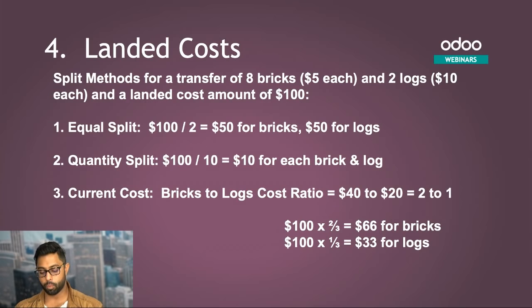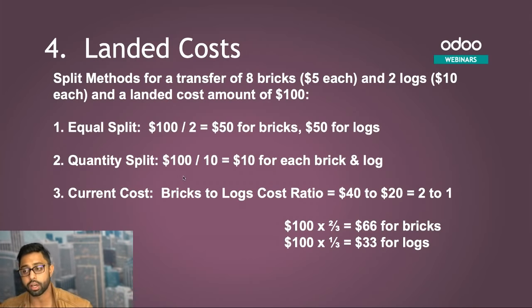Now, quantity split is basically the amount of cost divided by the quantity of items landing. So because there are 10 items here, we're going to do 100, which is the landed cost, divided by 10 units, which gives you a $10 cost for each brick and log. And this is the same thing if we added a third inventory item, and they had 3, it would be $100 divided by 13, and then dispersed throughout each item.